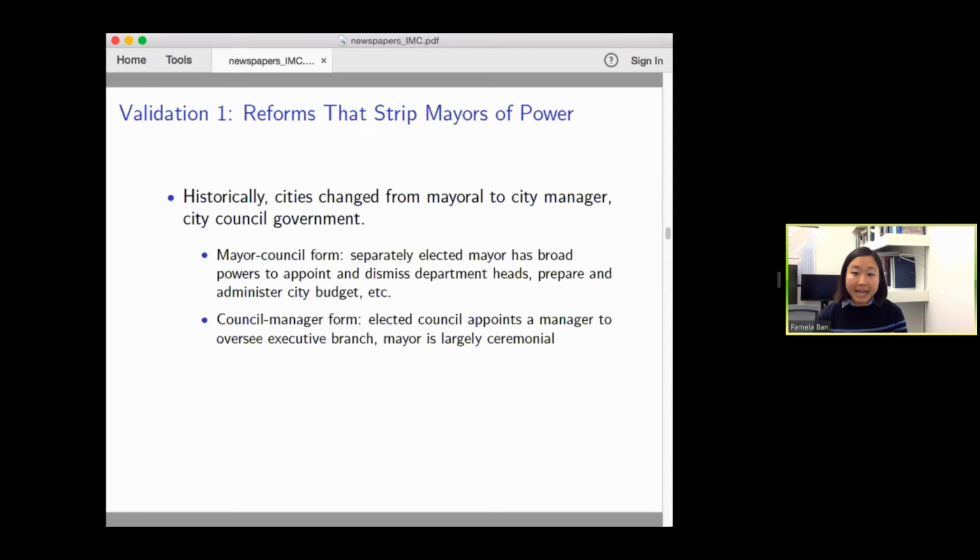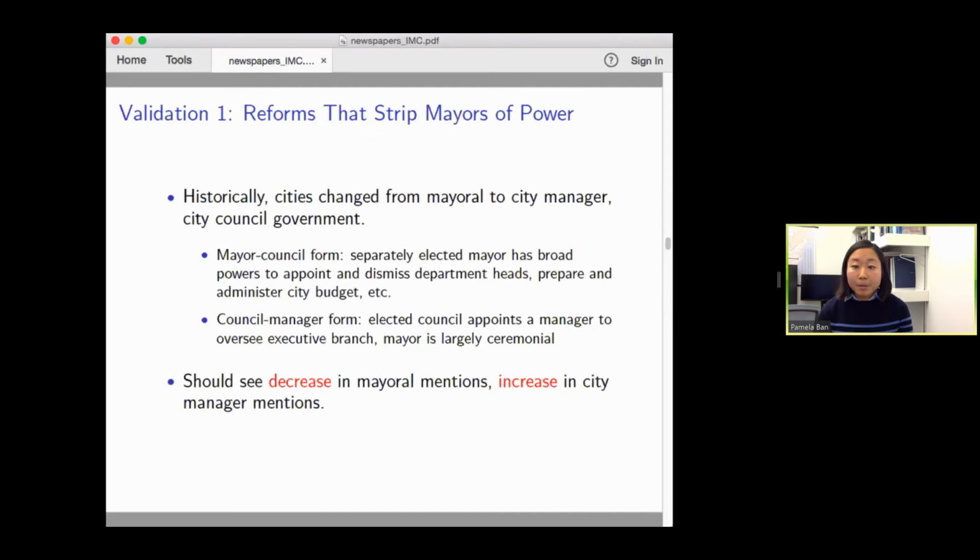Now, there are some reforms that certain cities in the U.S. adopted that changed this to a council-manager form of government. So this is when the elected city council appoints a city manager to oversee the executive branch. And in this case, the mayor is largely ceremonial and holds no true political power at the local level. And so when we know that a city switches from a mayor-council form of government to a council-manager form of government, we should see a decrease in the relative number of mentions of mayors in the newspapers, and a relative increase in city manager mentions.